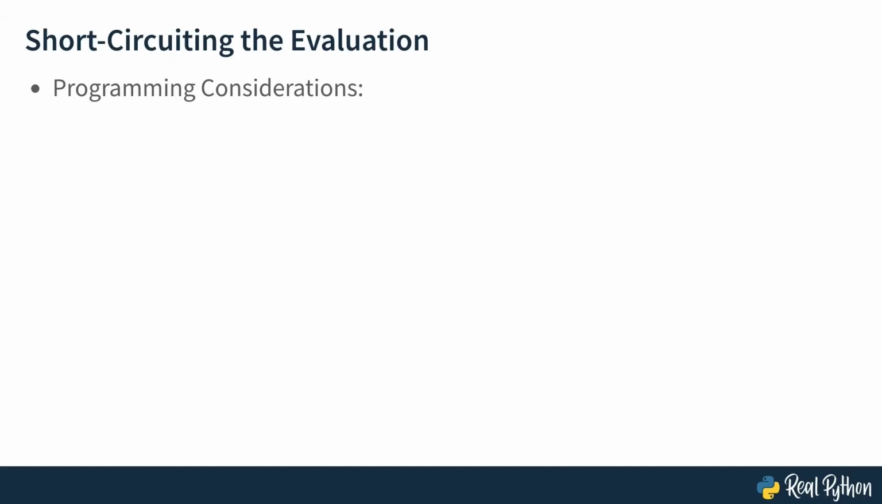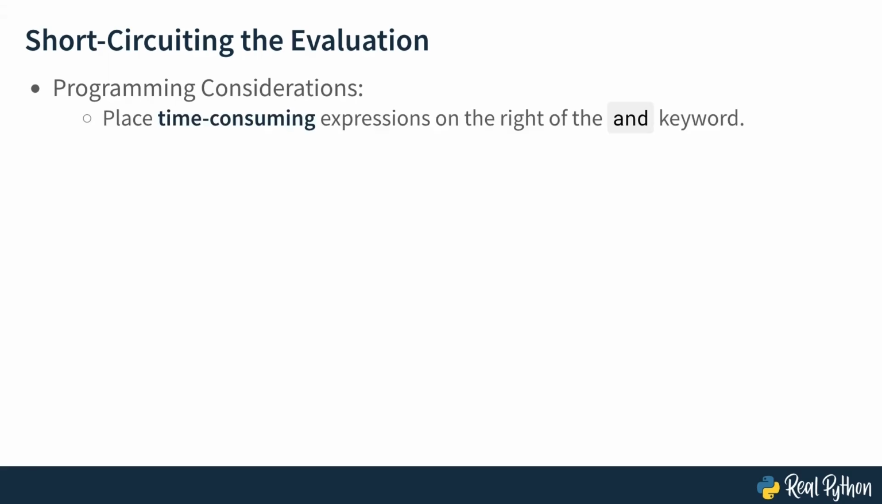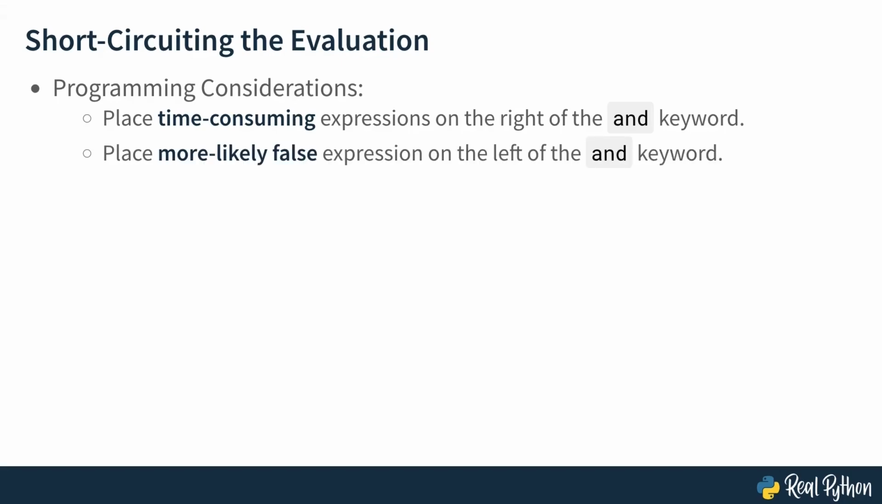How might you as a programmer take advantage of short-circuit evaluation? Here are a couple of suggestions. If one of your two expressions takes much longer to evaluate than the other, take that expression and put it last. There's a possibility it won't be executed at all sometimes. Another idea is to put an expression that you know will most likely be false first. So when it does evaluate to false, there's no need to evaluate the second.